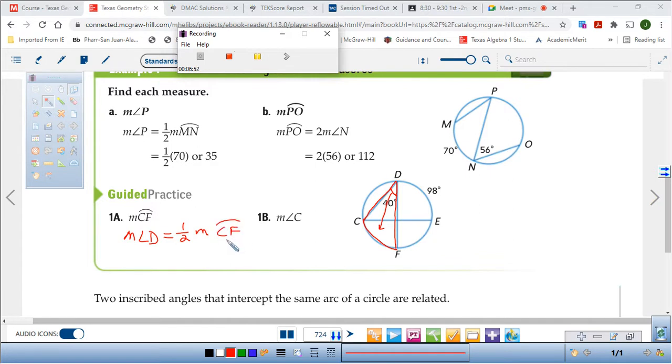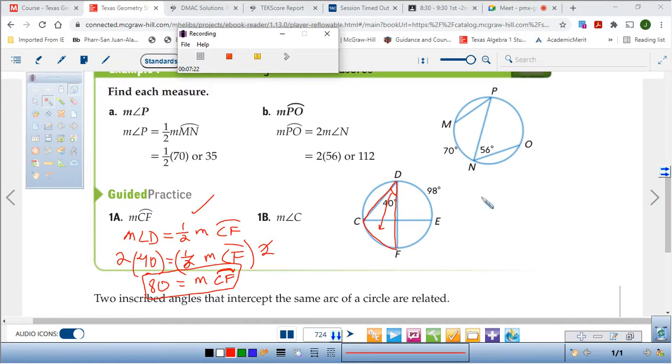Pretty cool. So regarding this one, we do know what this one is. This one's 40. So 40 is equal to half of this measure of arc CF. We multiply this one by 2 and this one by 2. And so we'll say 80 is equal to the measure of arc CF. Pretty easy, not too bad, right?